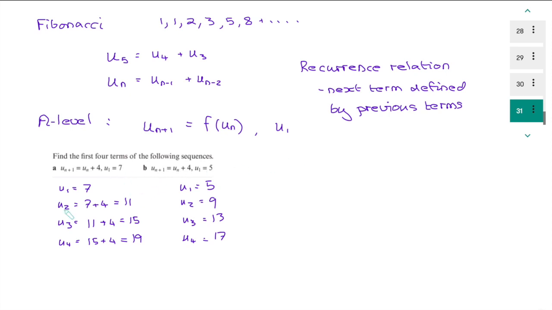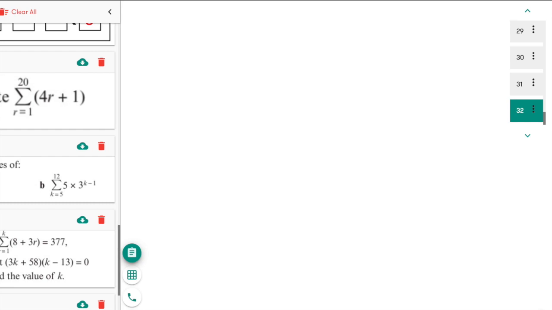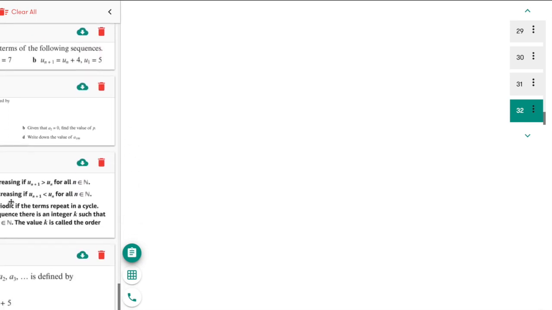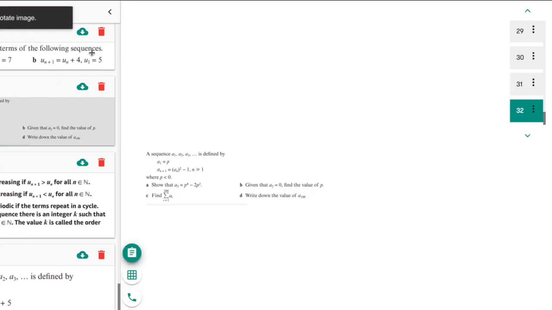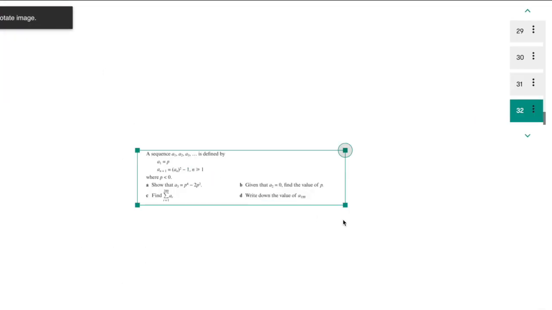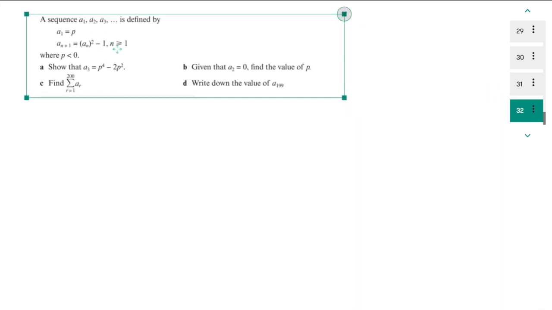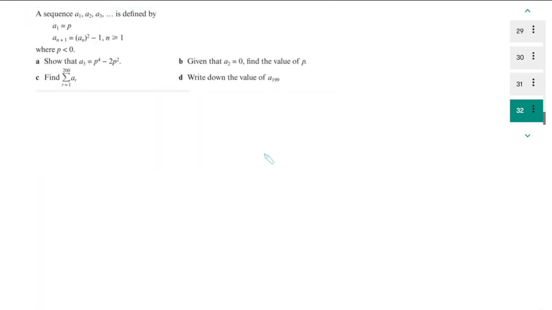So what can we do with this? Obviously they're not just going to give you questions like this, they're going to expect you to do something a bit more. So I have another example here. Let's have a look. They're not telling you, they're just saying this is how it's defined. So you've got to think to yourself, okay, this is a recurrence relation.